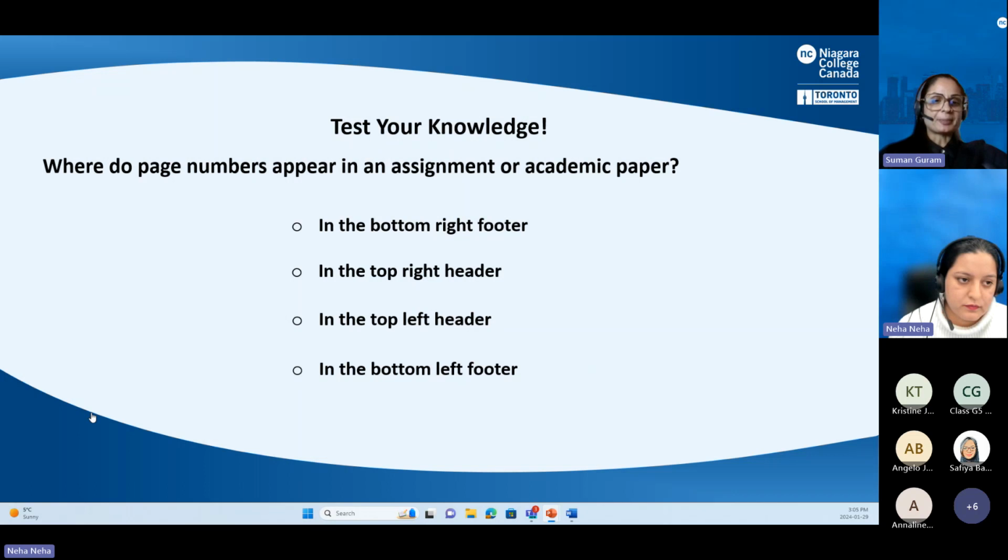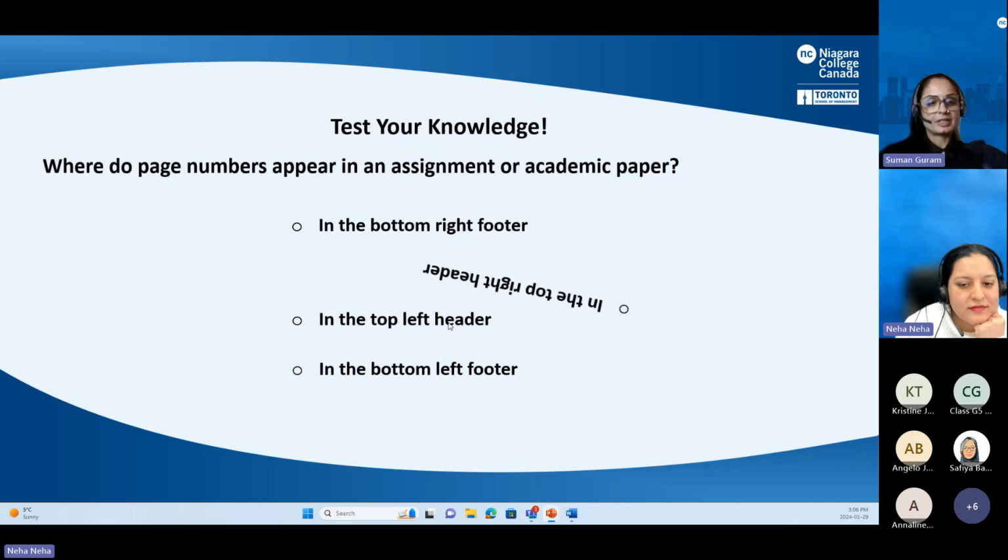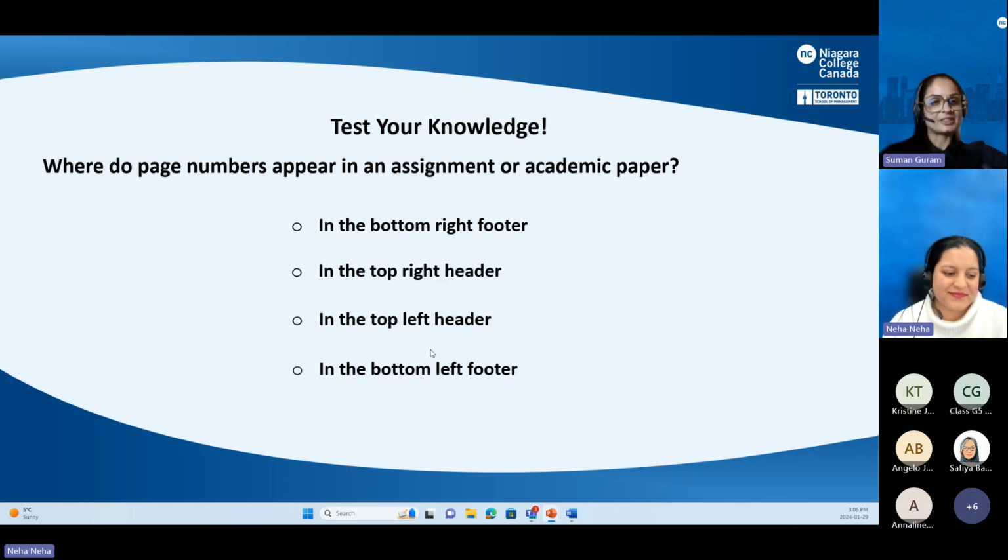Where do page numbers appear in an assignment or academic paper? Is it in the bottom right footer? Is it in the top right header? Is it in the top left header? Or is it in the bottom left footer? So A, B, C, or D. We have a top right header. Yes, you're correct. It is in the top right header.